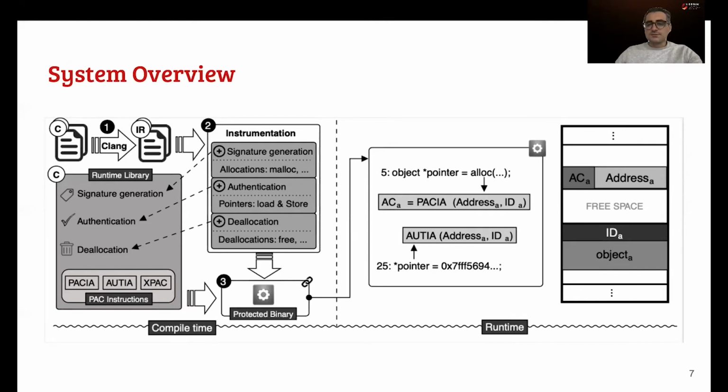As you can see, in the runtime library, we use PAC-IA instructions for generating PACs, and we use the AUTH-IA instruction for authenticating the pointers. If we cannot authenticate the pointers, it means that the pointer is a dangling pointer, or a spatial corruption has corrupted the ID of the object. That's why the pointer cannot be authenticated.